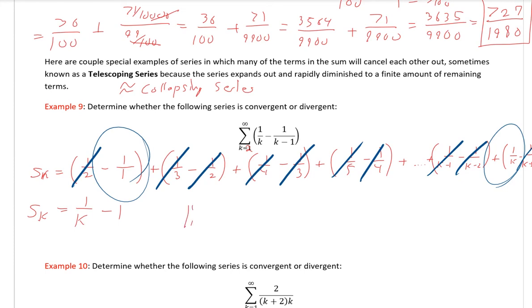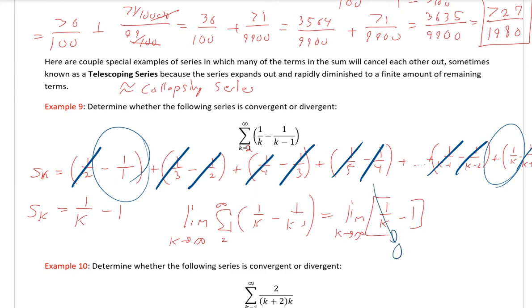Therefore, I can say that the limit as k approaches infinity of this, the sum from 2 to infinity of 1 over k minus 1 over k minus 1, that limit is the same as the limit as k approaches infinity of the partial sum, which we found to be 1 over k minus 1. And as k approaches infinity, that goes to 0, so we have an answer of negative 1.